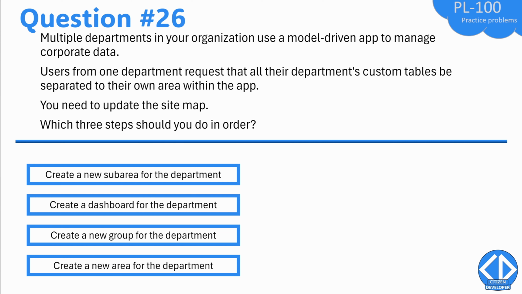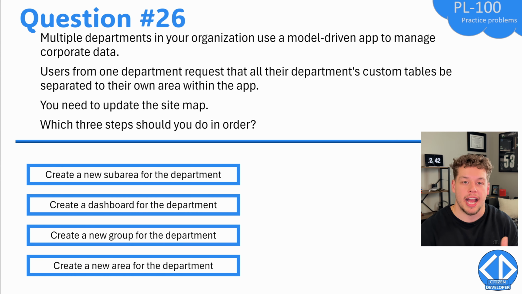Question 26. Multiple departments in your organization use a model-driven app to manage corporate data. Users from one department request that all their department's custom tables be separated to their own area within the app. You need to update the sitemap. Which 3 steps should you do in order?